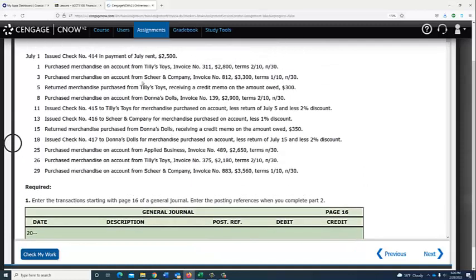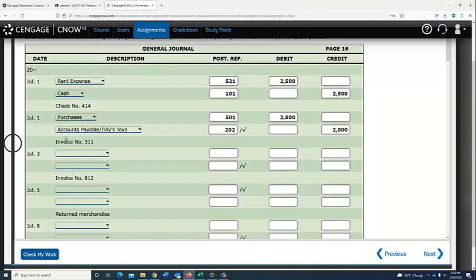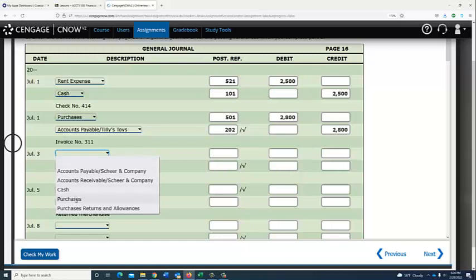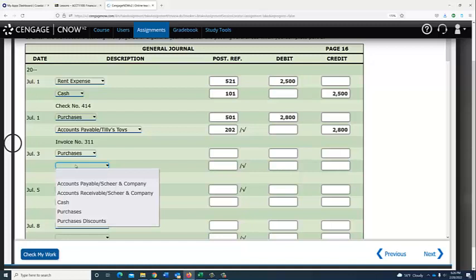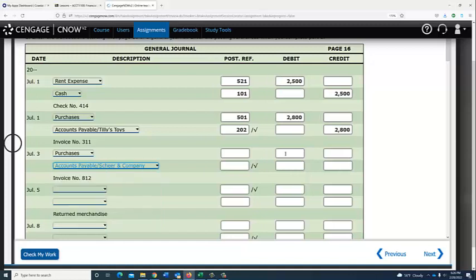Okay, July 3rd. Purchase merchandise on account from Shear & Company, $3,300 with terms of 1/10, net 30. So remember, we're not bothering with the terms right now. Those come into play later on when we make a payment. So once again, we have purchases and accounts payable Shear, and that was for $3,300.